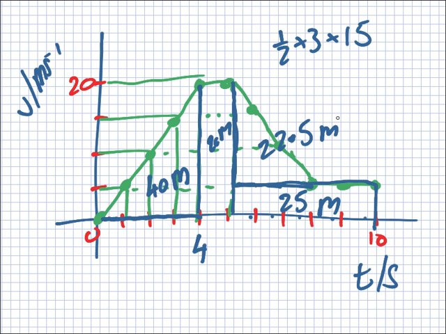You're correct. Yes, I am. Okay, so 40 plus 20 plus 25 plus 22.5. So the total distance is 107.5 meters.